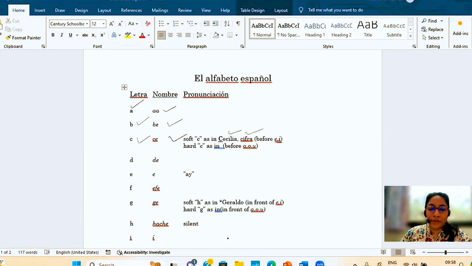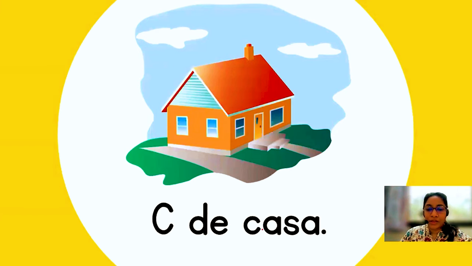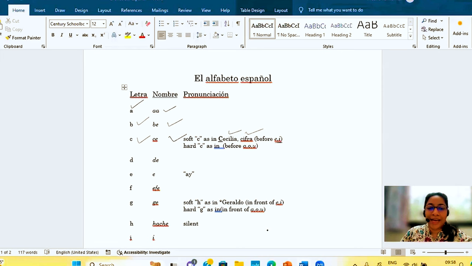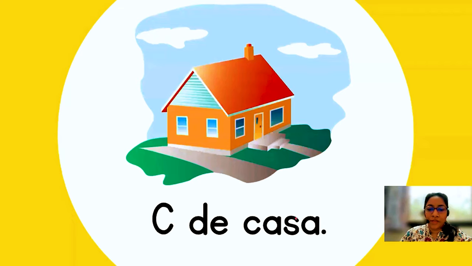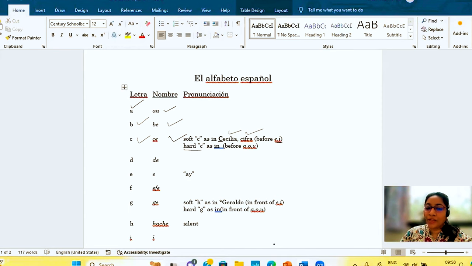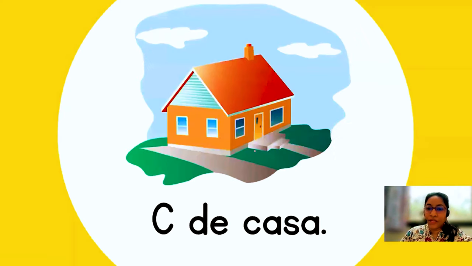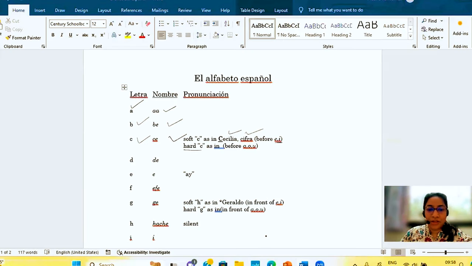Cecilia, cifra. However, what happens when it comes before A, O, or U? We are going to look at one example now. When C comes in front of A, it carries the K sound. You can say the hard C. In this case, we are going to pronounce this word as casa. Okay, understood the difference? When it comes with E or I, it has the soft C sound as we have in English as well, Cecilia, cifra. However, when it comes with A, O or U, it carries the K sound. Casa. Alright, let's move on.